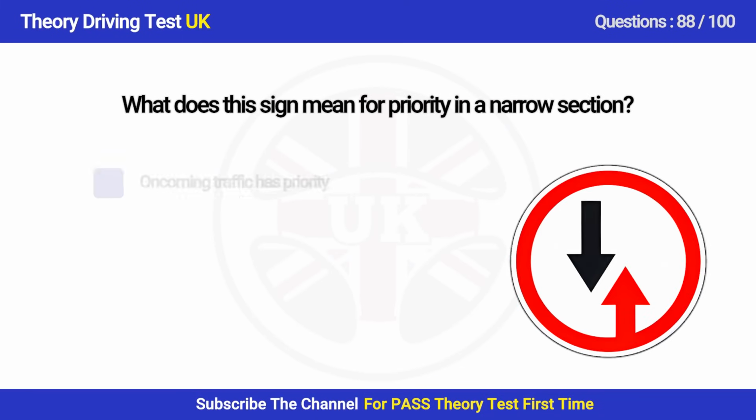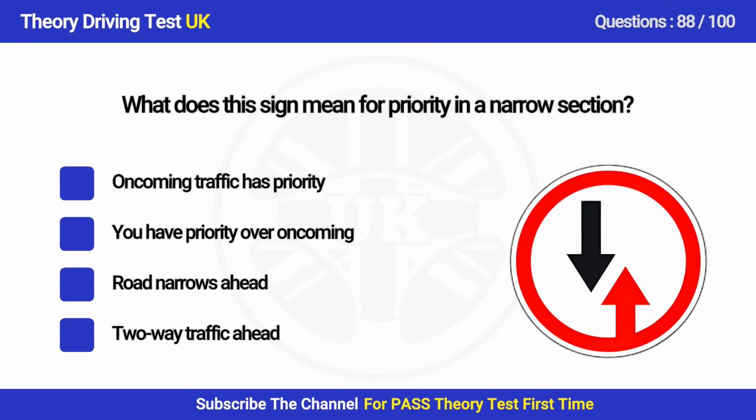Question 88. What does this sign mean for priority in a narrow section? A. Oncoming traffic has priority. B. You have priority over oncoming traffic. C. Road narrows ahead. D. Two-way traffic ahead.